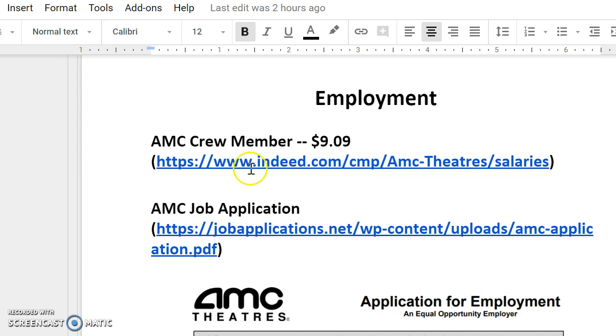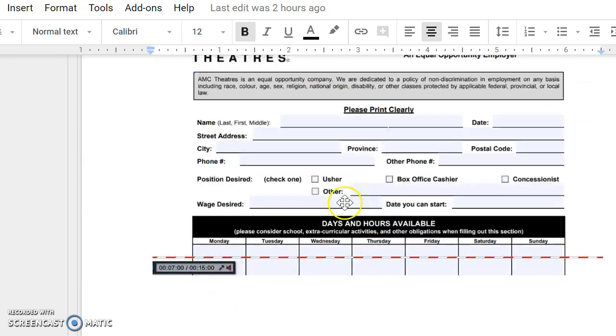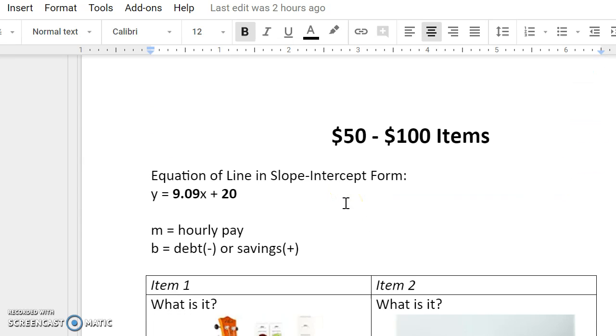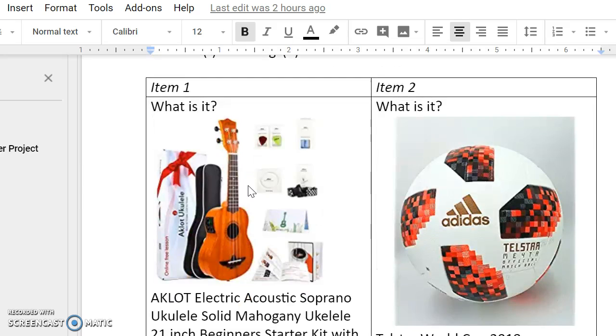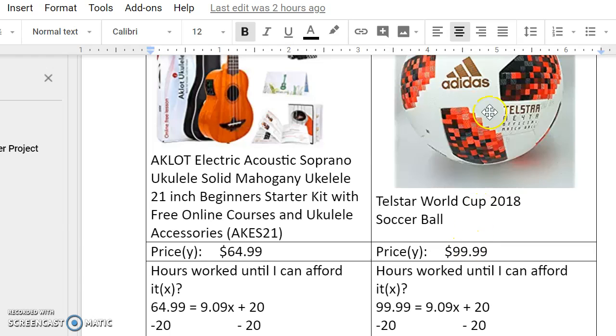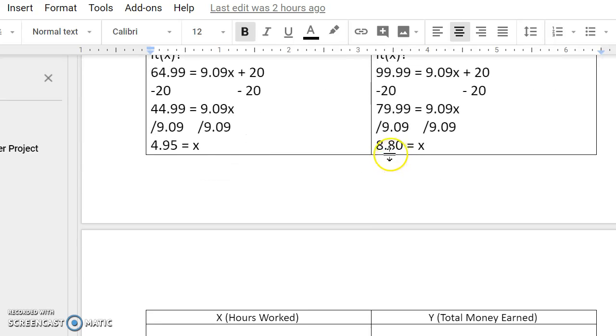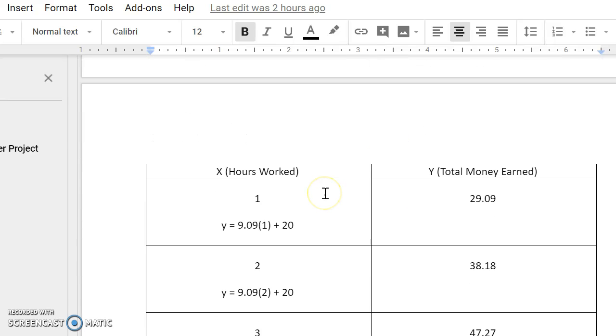Look, I found a job at a movie theater for $9.09 an hour. Here's the job application I found, and we talked about it last video, so I'm going to keep on going. We talked about the formula last video. Something new, I added some pictures. Look, you got a ukulele, a soccer ball. How much do you think that soccer ball is? This is a World Cup soccer ball. It's $99, so I'm not going to get that in real life, but this is a project, so I bought a $100 soccer ball. Just took me 8.8 hours of work to earn it.